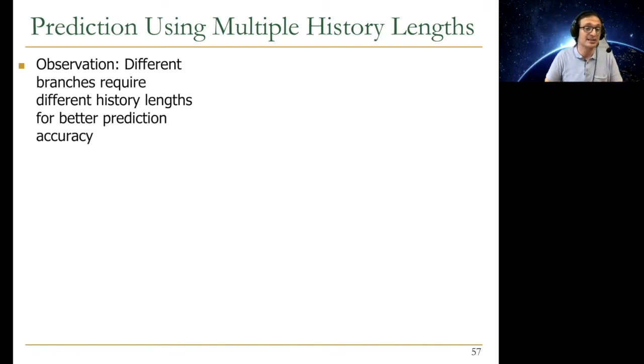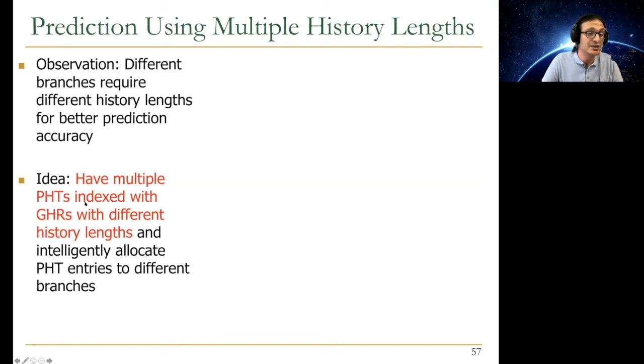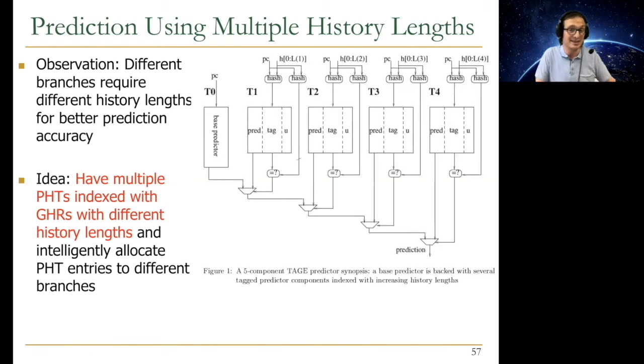More recently, this predictor, TAGE, was proposed. The idea is to have multiple pattern history tables, indexed with different global history registers with different history lengths. So it looks kind of like this, basically. You have some basis predictor, which may be just indexed with PC, not even any history, as you can see. You have another table with short history, and you may also have a hash of PC. You have another table that's indexed with a longer history, another table with an even longer history, another table with an even longer history. So branches that require really, really long histories, thousands of bits, may be allocated over here. Branches that require short histories may be allocated over here.